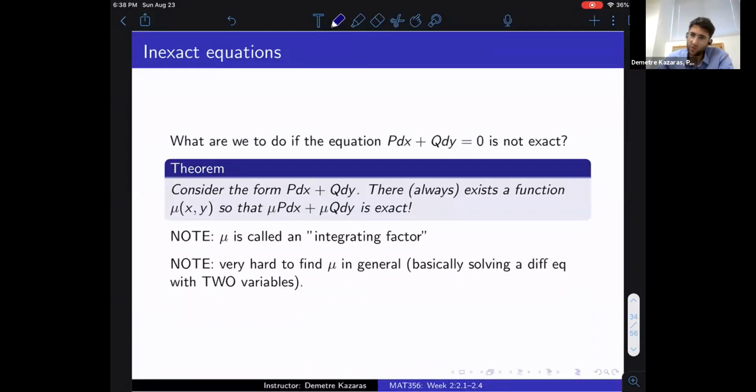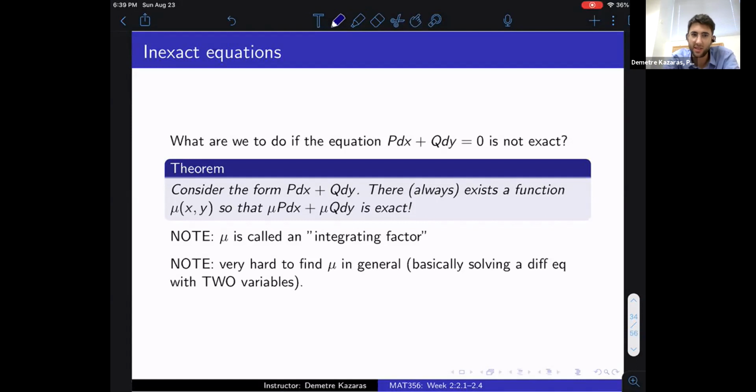So first of all, a piece of theory to center our discussion, here's another interesting fact that's not totally obvious. If you have some differential form like this, p dx plus q dy, it might not be exact, but there's always going to be some function that you can multiply this by so that the result is exact. So up to multiplication by some function, everything is exact.